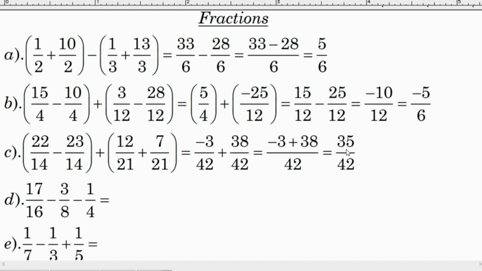Alright, so now we can just simplify the numerator with the denominator. So here is 35, we can simplify with 7. That means we have to divide by 7. And here we also can divide by 7. So 35 divided by 7 is equal to 5, and here is equal to 6. So the answer is 5 divided by 6.